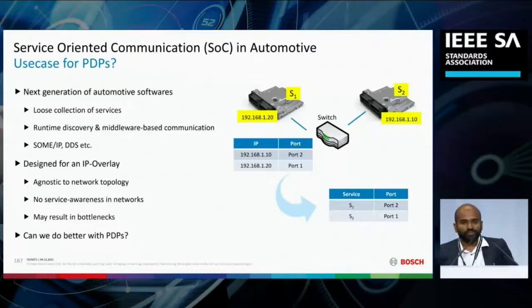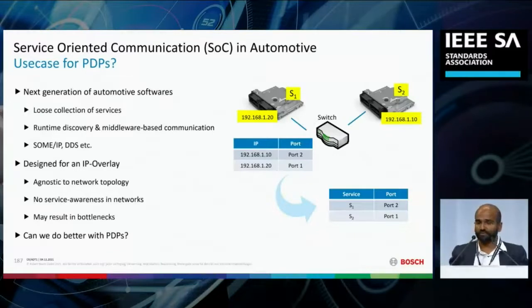Yeah. So service-oriented communication in automotive. I guess there were quite a few talks on this topic yesterday. The idea here is that future automotive software will be developed as a loose collection of services, and these services will at runtime discover each other and then communicate with appropriate services to realize some kind of distributed applications. There are quite a few service-oriented communication middlewares in discussion. Some/IP and DDS are the ones that we often hear about. And what we have observed is these middlewares are usually designed for an IP overlay network, so they are agnostic to the underlying network topology.